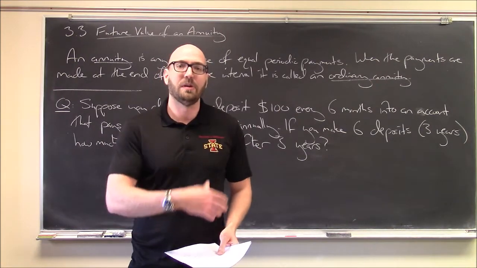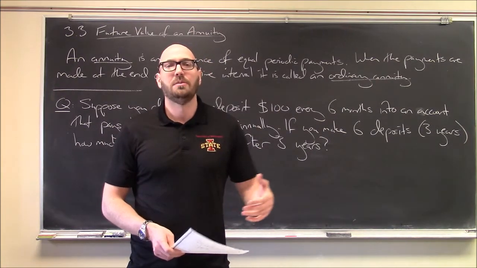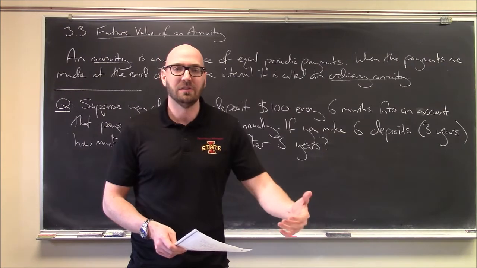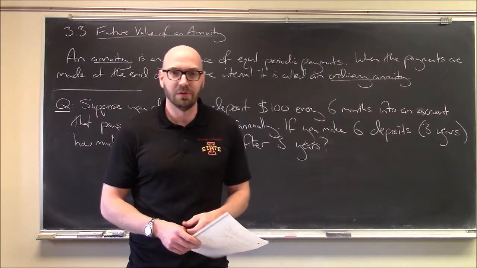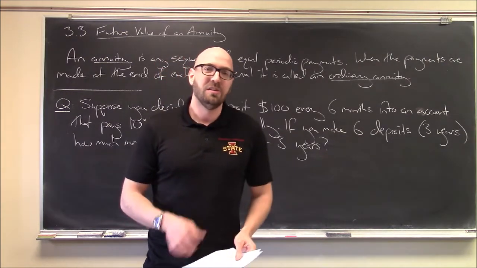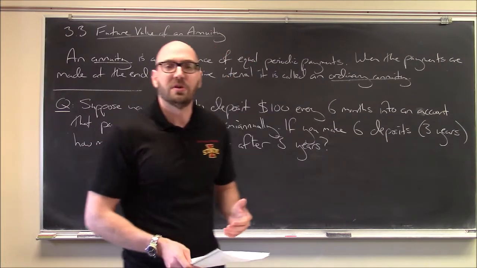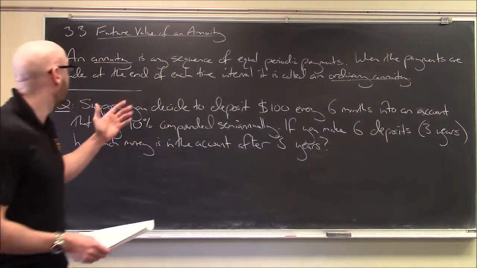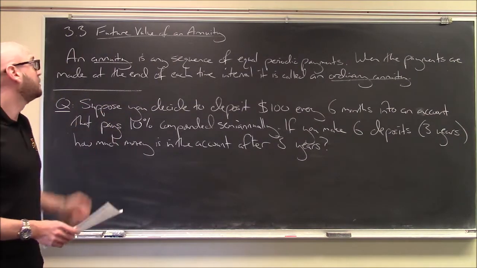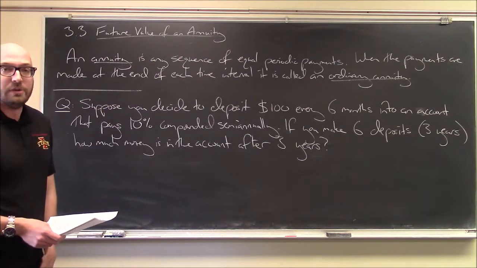Maybe you make another deposit after another year, well that second deposit is only going to compound for 16 years. And then your third deposit a year later will only compound for 15 years. So you don't have quite the same amount of compound interest on every single deposit. This is a much more complicated problem. And to answer this, in comes section 3.3, future value of an annuity.